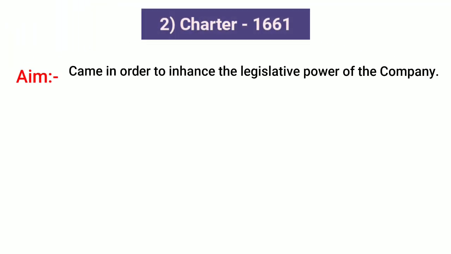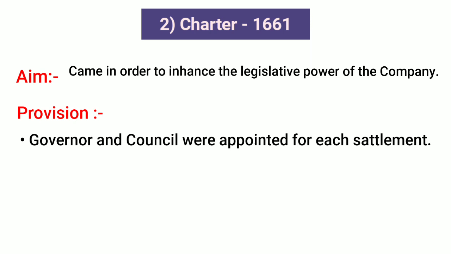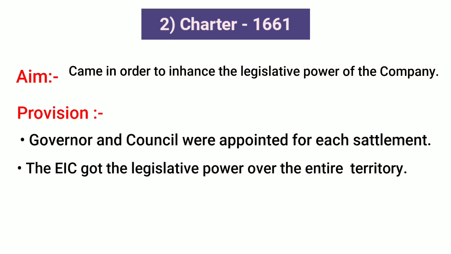Now, in order to increase the legislative power of the company, came the Charter of 1661, by which more powers were given to the East India Company so that they could easily maintain discipline in the company. Through this charter, a governor and council were appointed for each settlement to try civil and criminal cases. Another important change was that they also got the legislative power over the entire British territory in India. Before that, legislative powers were given for the governance of the company only and not for the territory.